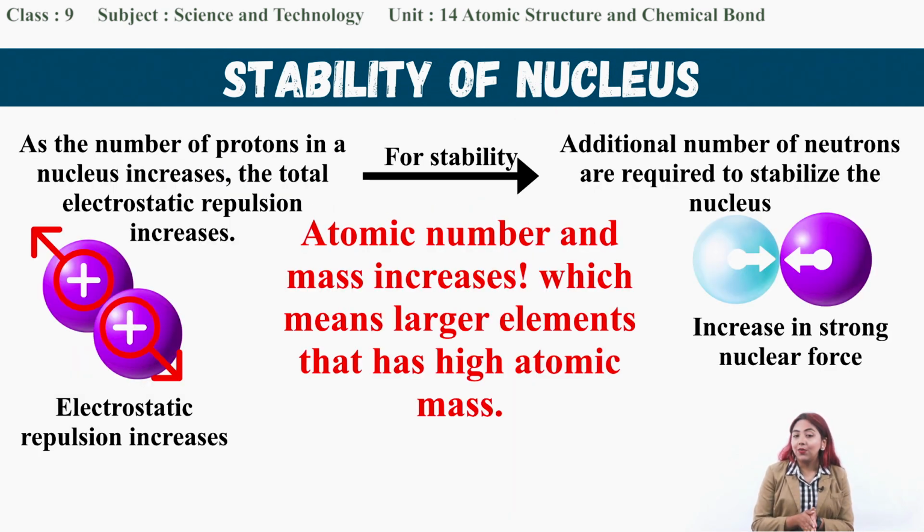So, what this means is that an increase in number of protons and neutrons means the atomic number and the atomic mass increase. So, that means a larger element that has higher atomic mass. So we are talking about larger elements that have higher atomic mass. They have difficulty in being stable, and they require additional neutrons to become stable. So let us study the stability of the nucleus by a graph.